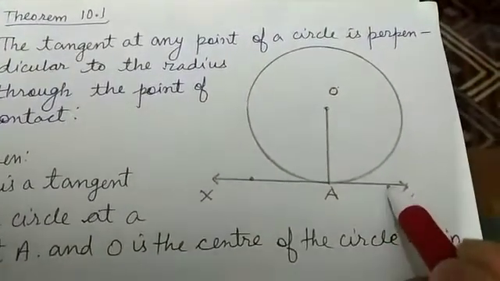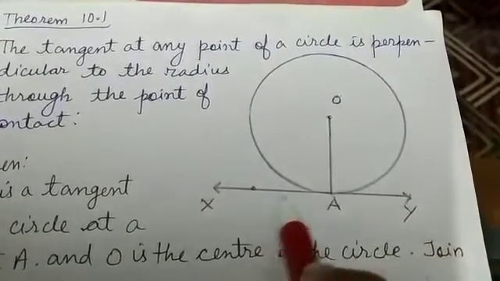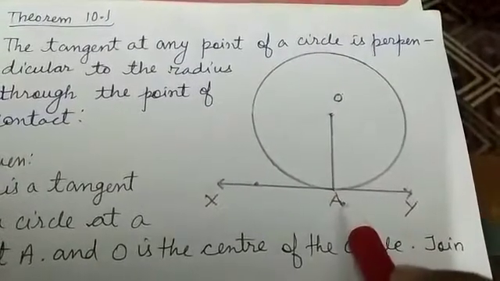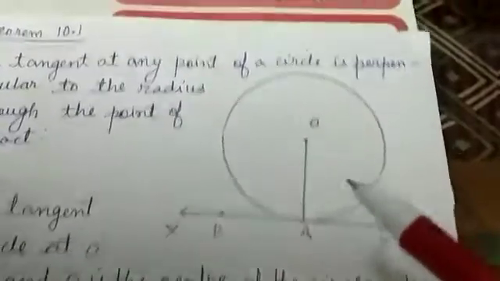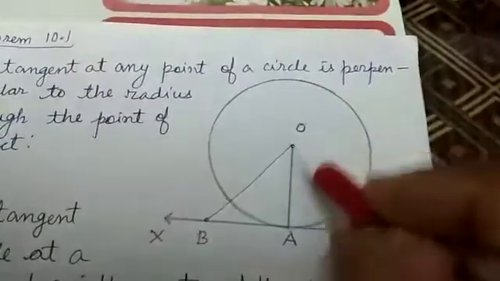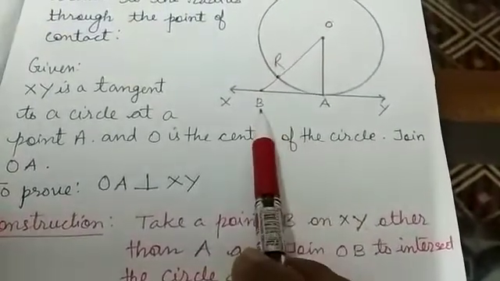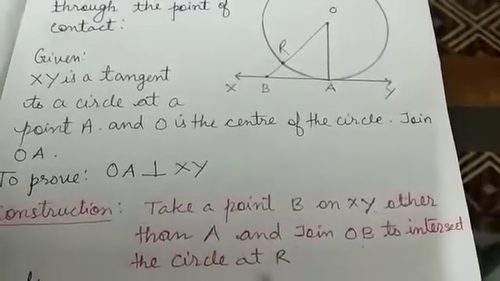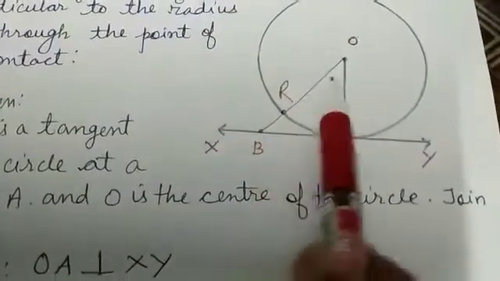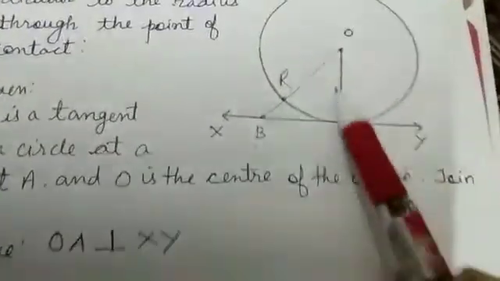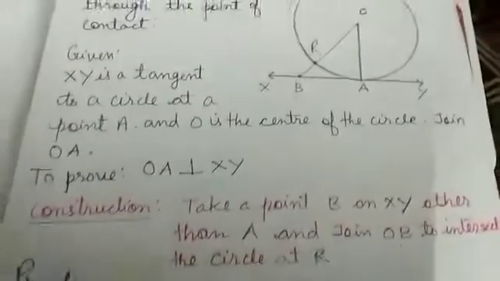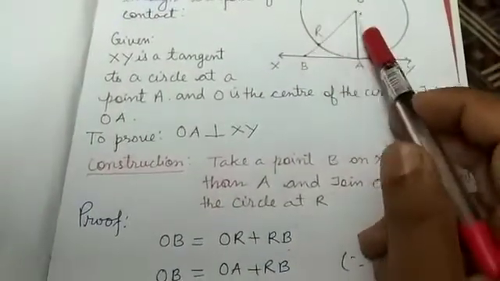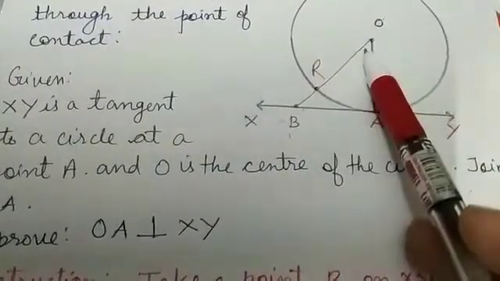Let's see the construction part. We take another point on this line XY, anywhere except the point A, and I name that point B. If we join B and O, it will intersect the circle at a point, say R. So the construction is: take a point B on XY other than A, and join OB to intersect the circle at R. Now for the proof, OB contains two parts, OR plus RB. So OB equals OR plus RB.